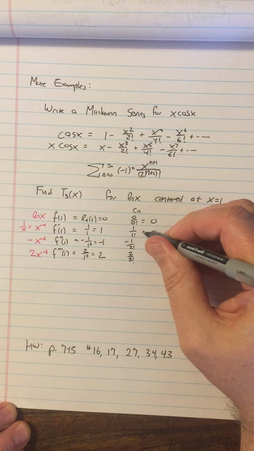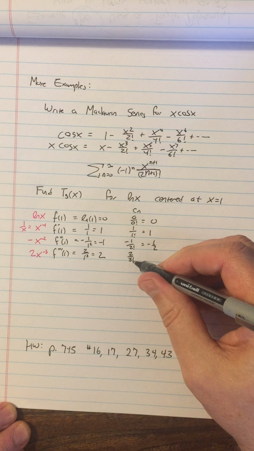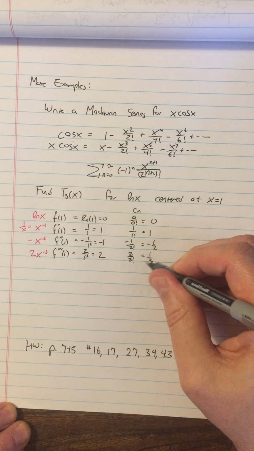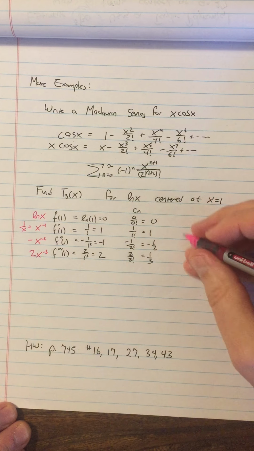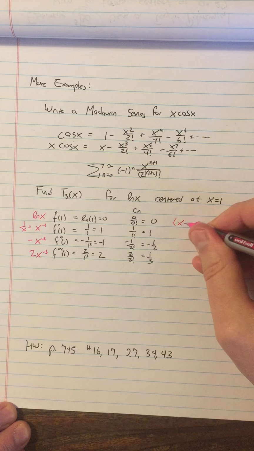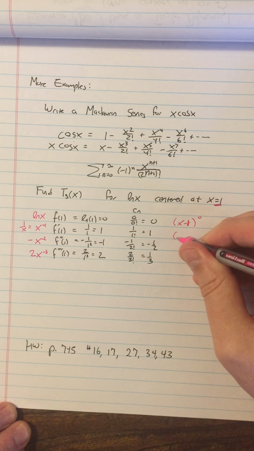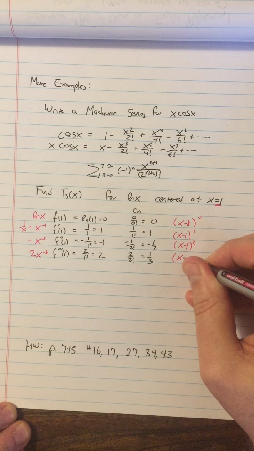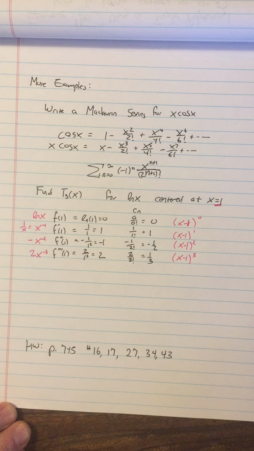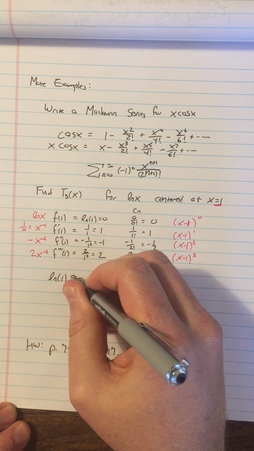All right, what do these things equal? This is 0, this is 1, this is negative 1/2. 3 factorial is 6, so 2/6 is equal to 1/3. Then I've got to remember my polynomial terms, x minus 1, because it's centered at 1, so x minus 1 to the 0, x minus 1 to the first power, x minus 1 to the second power, x minus 1 to the third power.